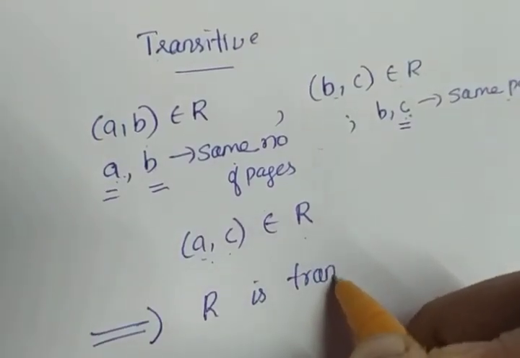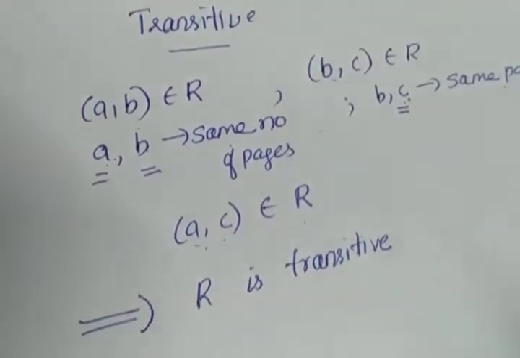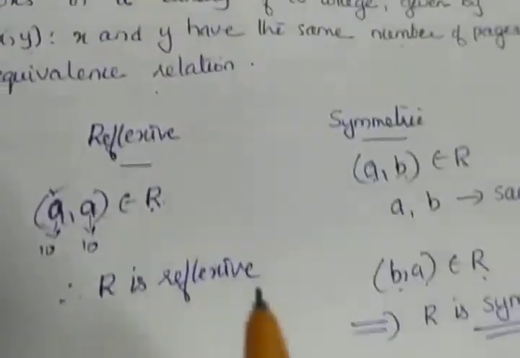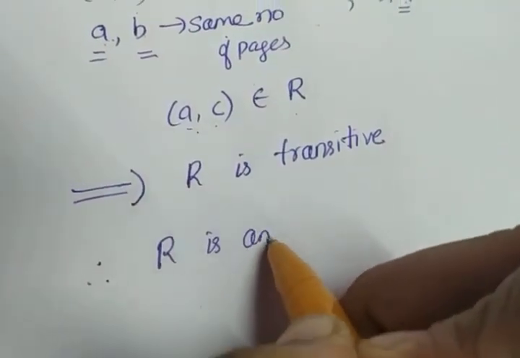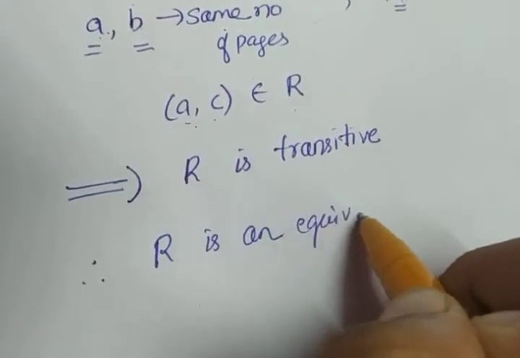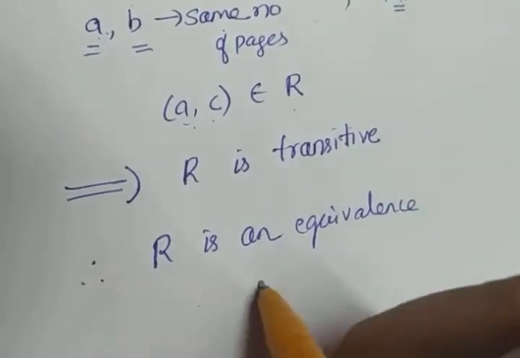The question was not to check whether it is reflexive, symmetric or transitive. It was to check whether it is an equivalence relation. So the answer must be, we have to write: R is an equivalence relation as it is reflexive, symmetric and transitive. Okay.